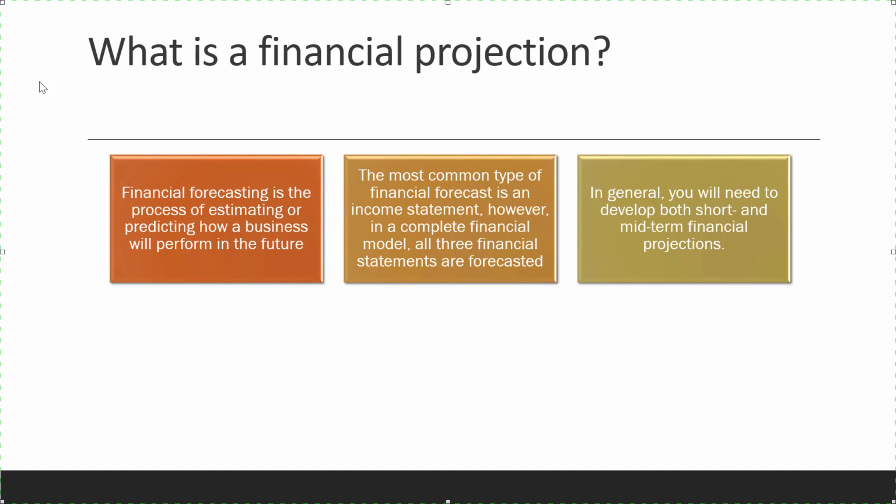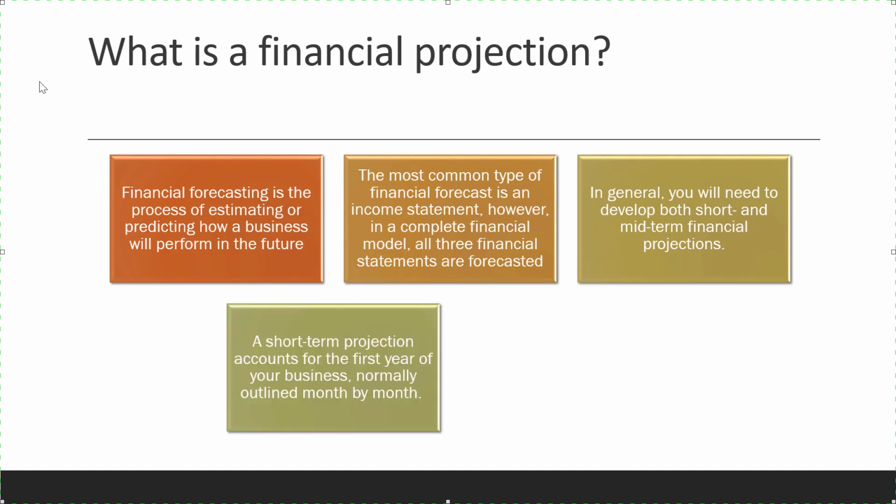If you can foresee what you are going to do in, say, the 9th or 10th year, you can go as long as 10-year projections. But normally about 7 to 8 years of projections are enough, though you can even make 10-year projections. A short-term projection accounts for the first year of your business, normally outlined month by month. So a short-term projection is generally on a monthly basis.